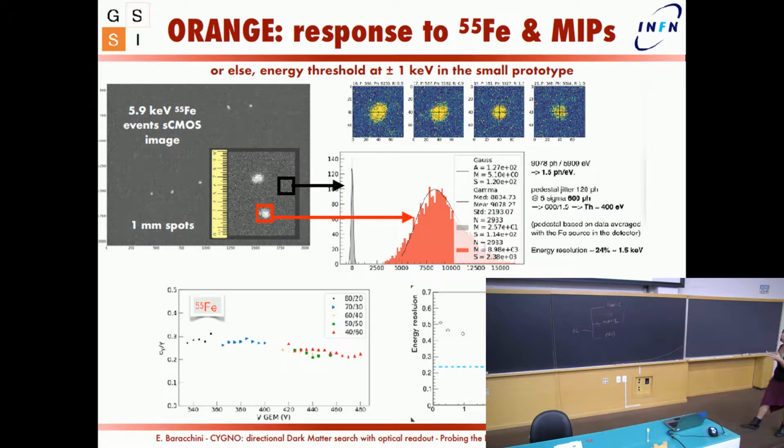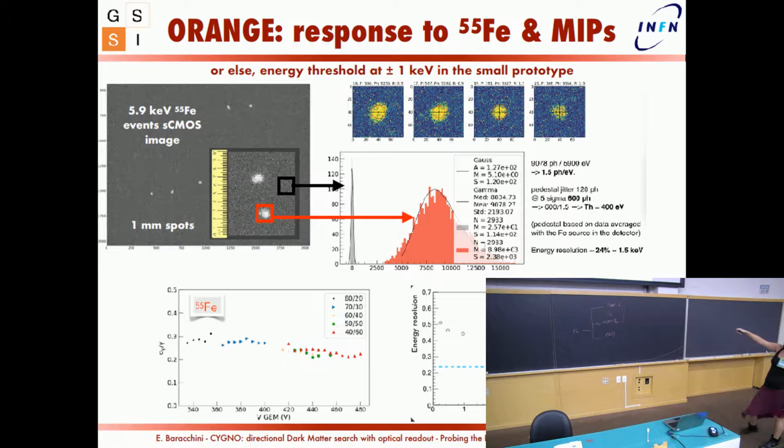The results were very encouraging. We started with a small prototype because, of course, it's easier to get a nice result on the small prototype, but we also confirmed it on the large one. This is, for example, how an iron-55 event on X-ray looks in our detector. This is nearly 6 keV, so it's already very low energy, and you can see very nicely this order 1 millimeter spot.